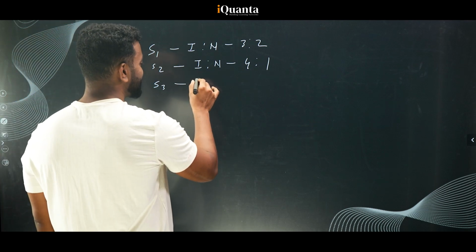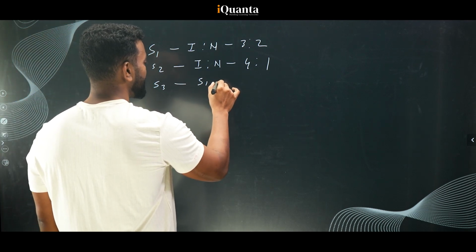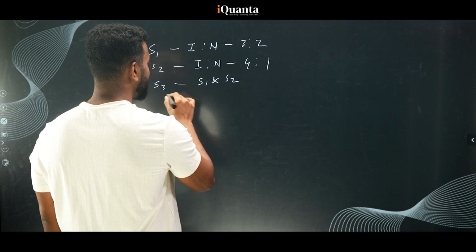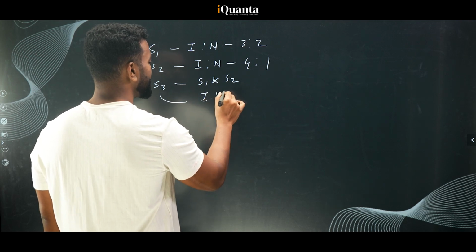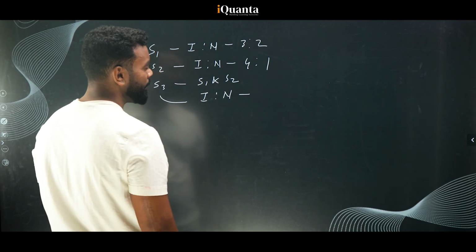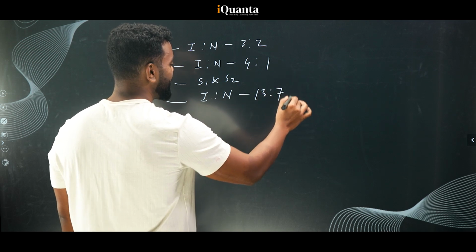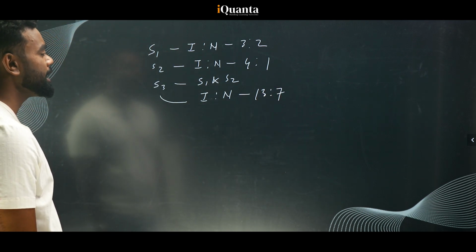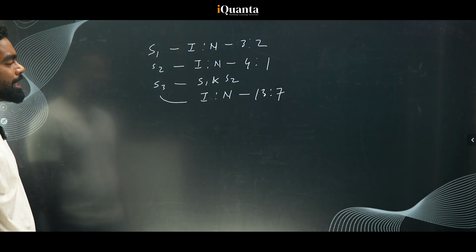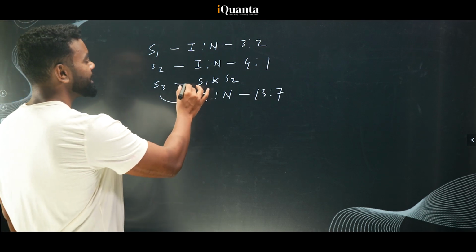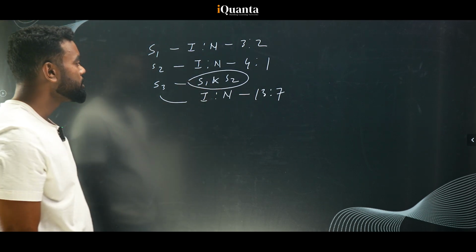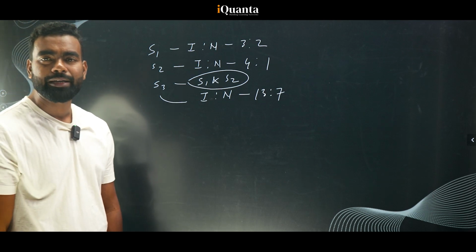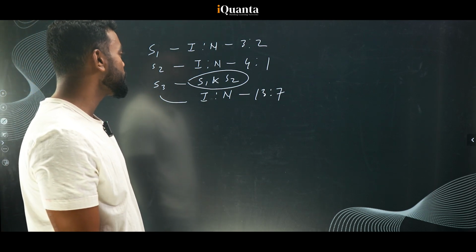So S3 is basically a mixture of S1 and S2, and it is given that in S3 the ratio of iron to nickel is, let's say, 13:7, right? Now I need to solve this question. I need to find the ratio of S1 and S2. This is the brief of it.